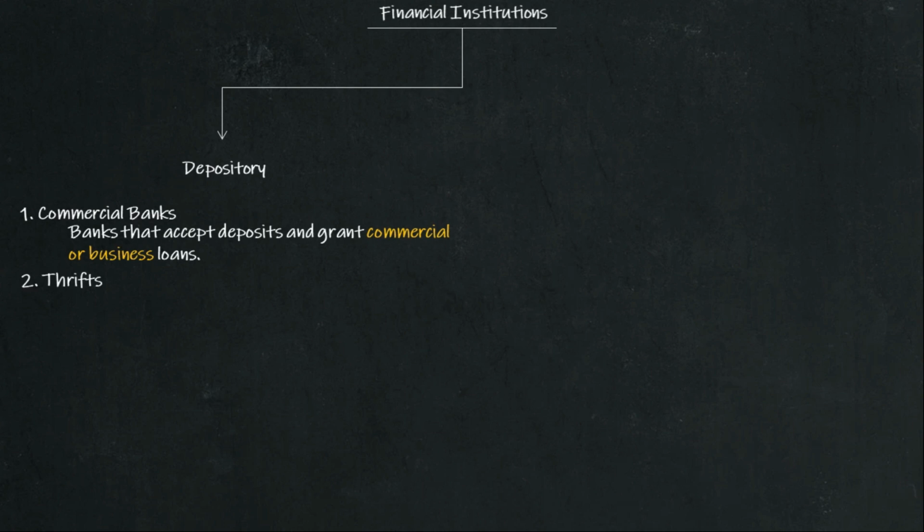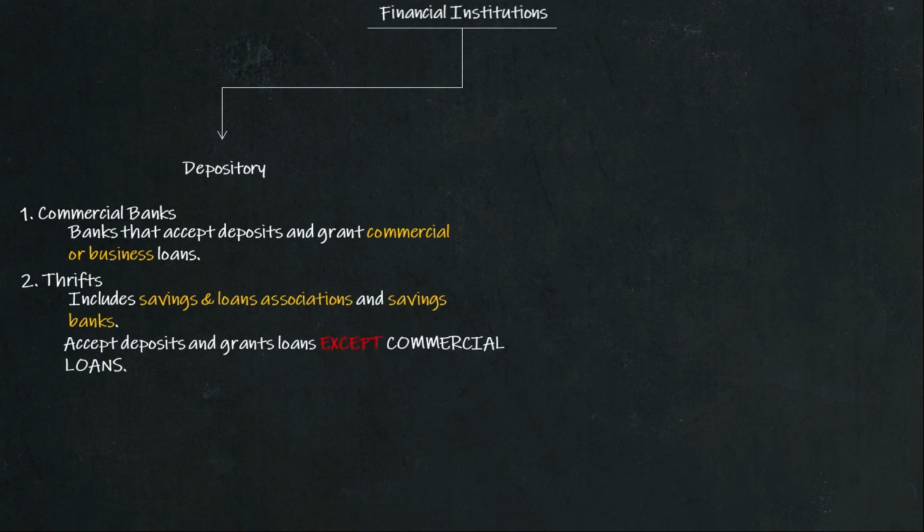Next, we have thrifts. These include savings and loans associations as well as savings banks. While savings banks are similar to commercial banks in that they accept deposits, they differ in that while commercial banks grant commercial loans, savings institutions focus on residential mortgage loans and other types of loans except commercial loans.